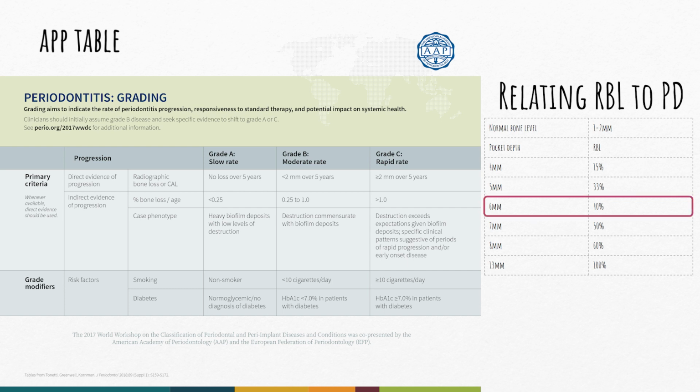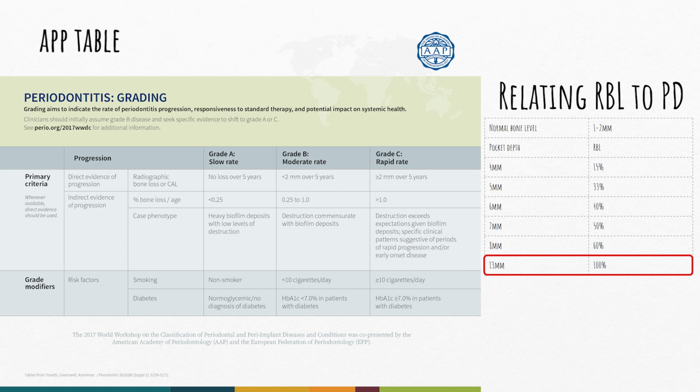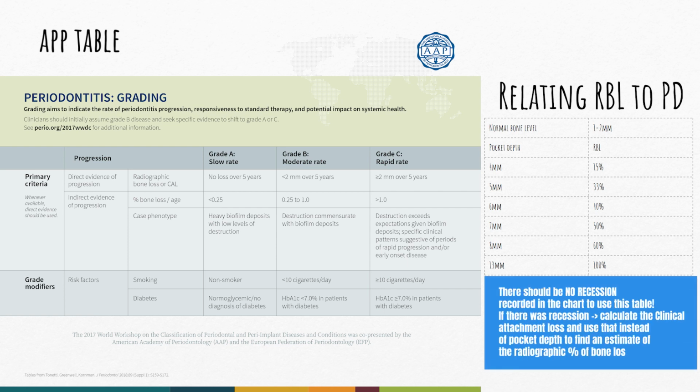A 30 mm pocket depth will mean that 100% of the bone was lost radiographically. Something to note is, to follow these estimations, there should be no recession recorded in the chart. The minute we have recession, we have to calculate the clinical attachment loss and use that instead of pocket depth to find an estimate of the radiographic percentage of bone loss. This will be clarified in an example at the end of the video.